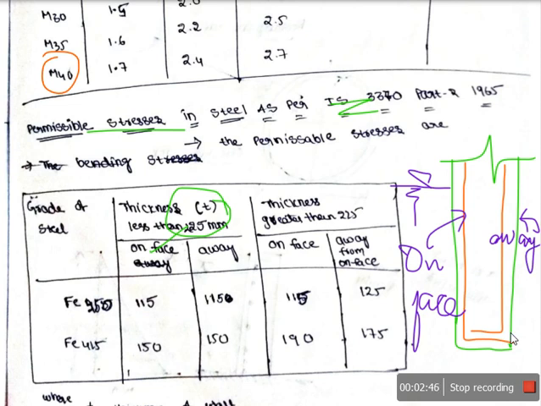So if the steel is provided on the on face, and you want the permissible stresses for steel, for Fe 250 grade of steel it is given as 115, and if you are going for Fe 415 steel, it is limited to 150. Likewise, if the thickness of your wall is more than 225, then the values are given here.